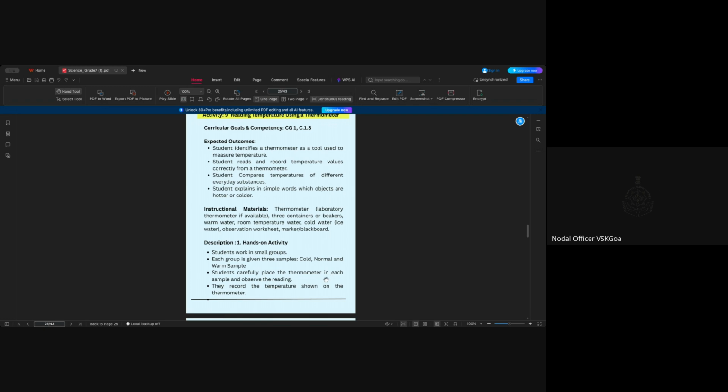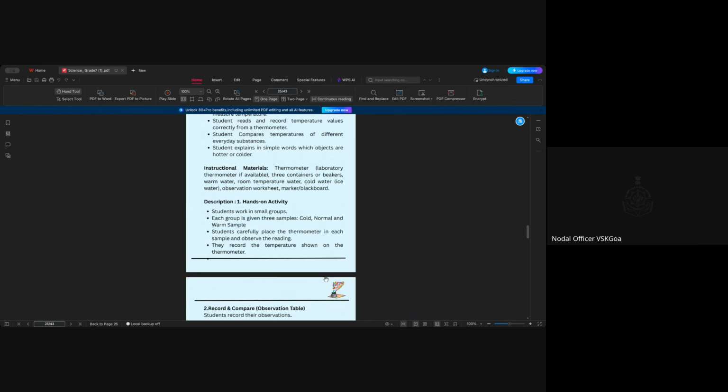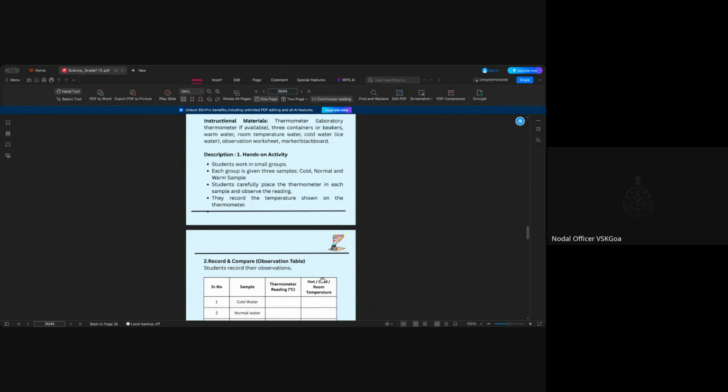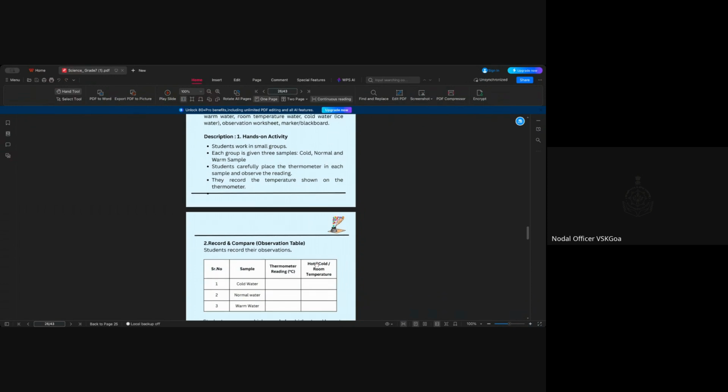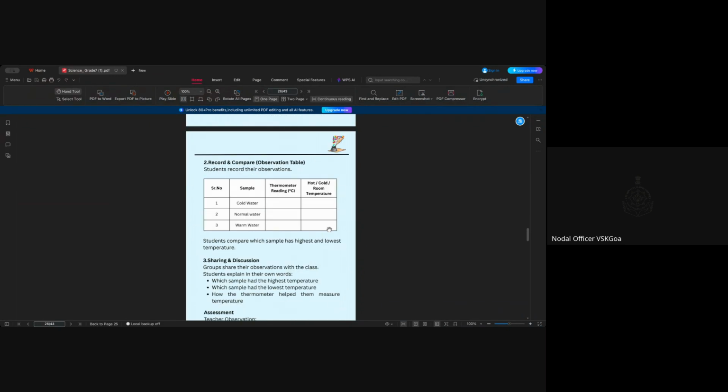So therefore, let them first have a free hand, wherein they measure this particular temperature on their own. Okay, and then you can go around and guide students and tell them what is the correct way to measure a particular temperature using a thermometer. So this is the sheet you can tell them to fill. Okay, cold water, normal water, and warm water are just given as suggestive samples.